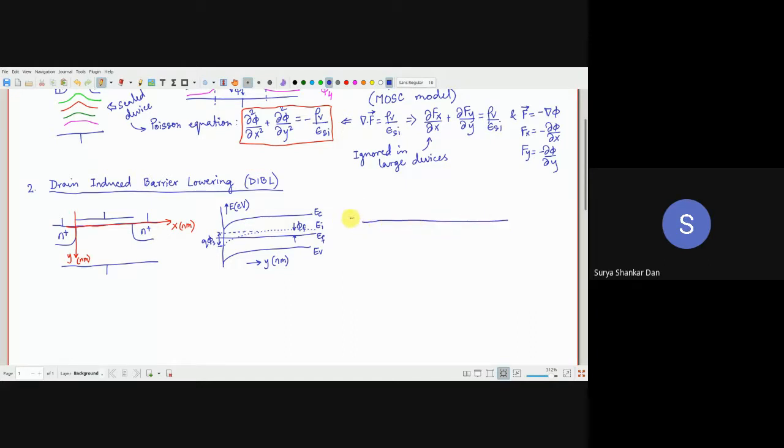Again, this is going to be your, let us say, EC. So this is your EC is equal to EF. Okay, let me keep it EC. This is EV. Now this is basically your N plus region, source. This is N plus region. So now in this case, this is your X in nanometers. This is along the X direction. This was the Y direction.